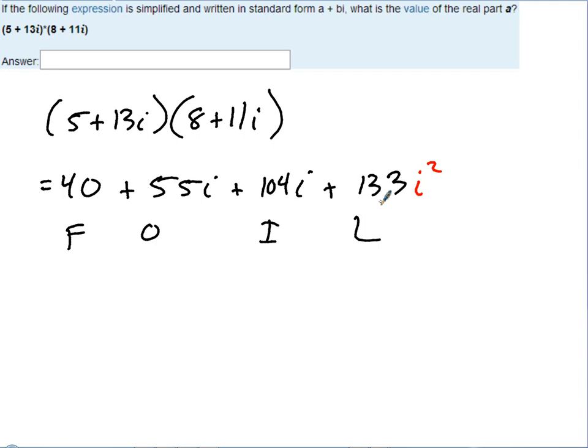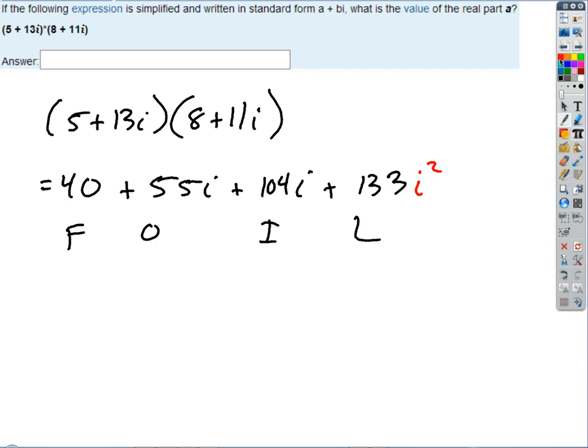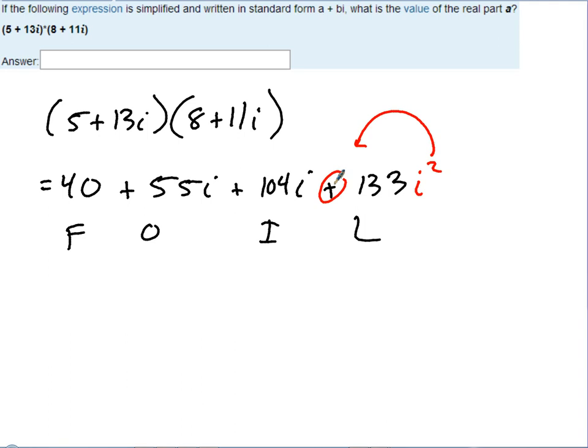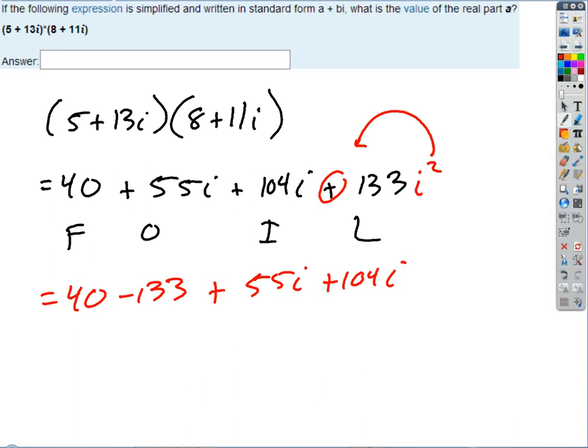Negative 1. Perfect. And so remember our little trick. Whenever I get an i squared, all that's going to amount to is we're just going to change the sign of the coefficient. So it would become a negative, right? So what I really end up getting, if I combine like terms, is 40 minus 133 plus 55i plus 104i, right?